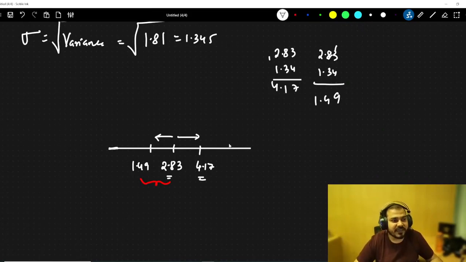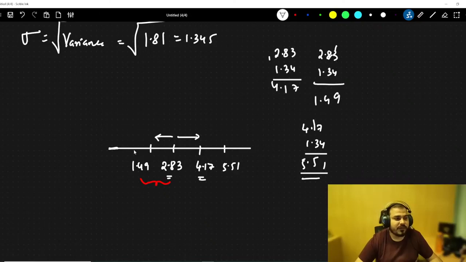Similarly, we'll go with the second standard deviation. In this particular case, it will be 4.17 plus 1.34, which is 5.51. Okay, so here you can see 5.51. Similarly, you go and calculate.